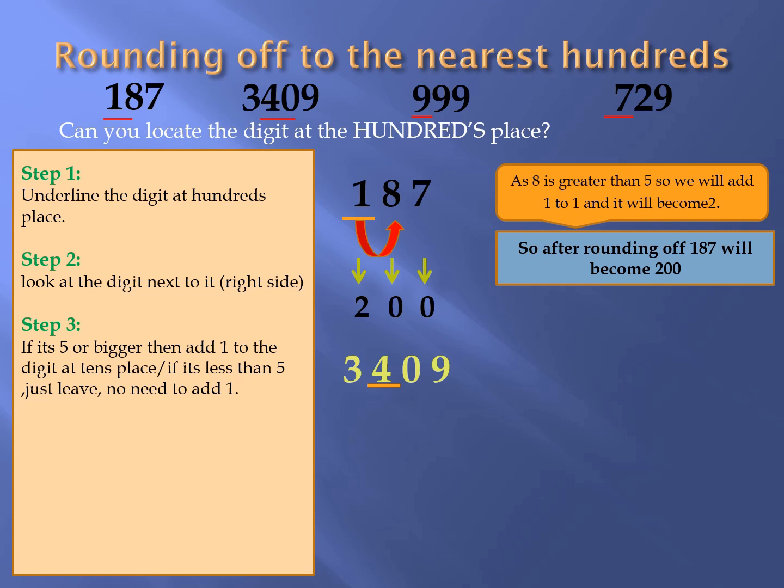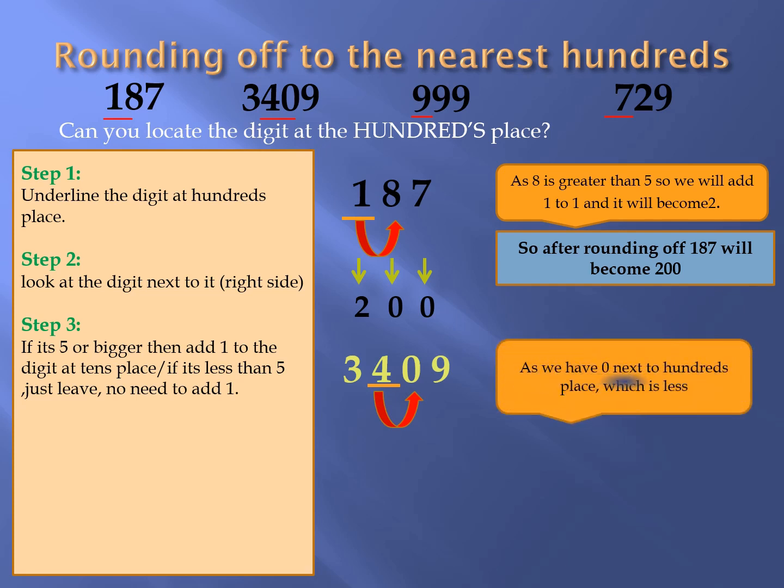Now look next door. Look to its right. We have 0. Now can 0 give 1 to 4? 4 में 1 add होगा? No. 0 is less than 5. So 4 will remain as it is. ठीक है? 4 वैसा ही copy down होगा.